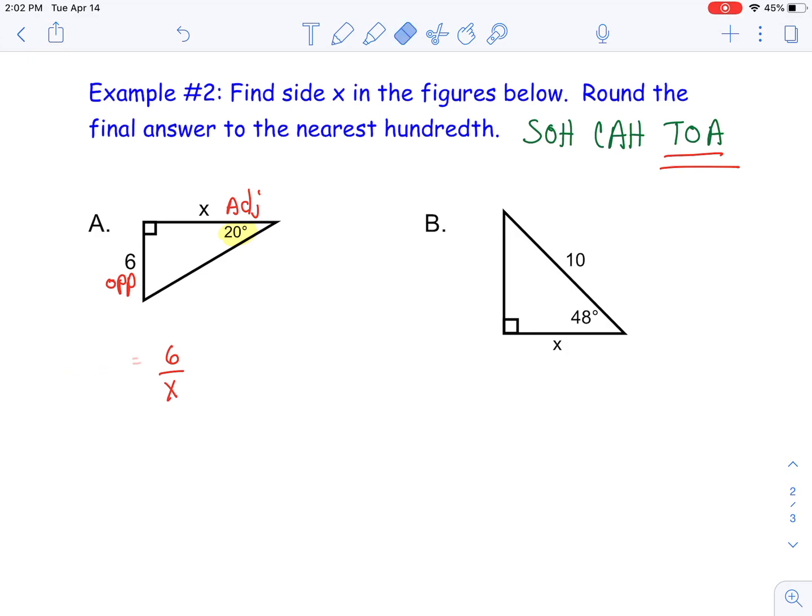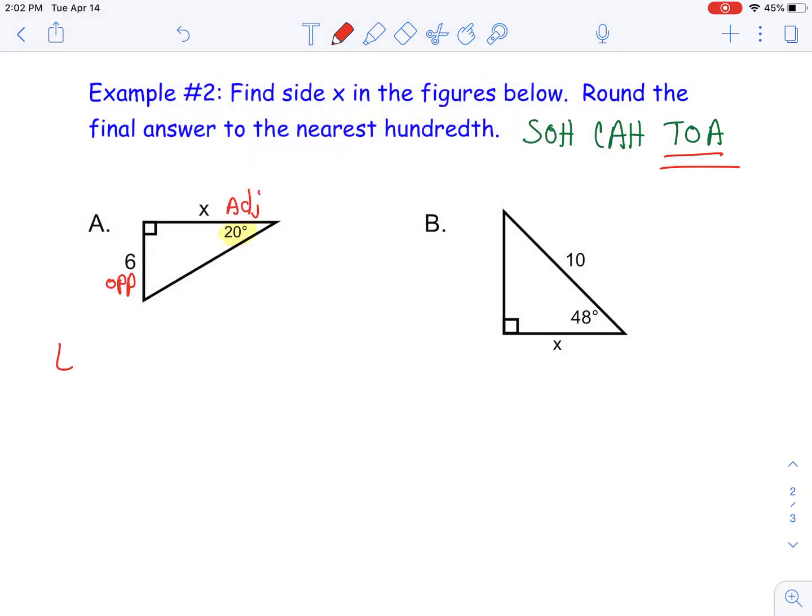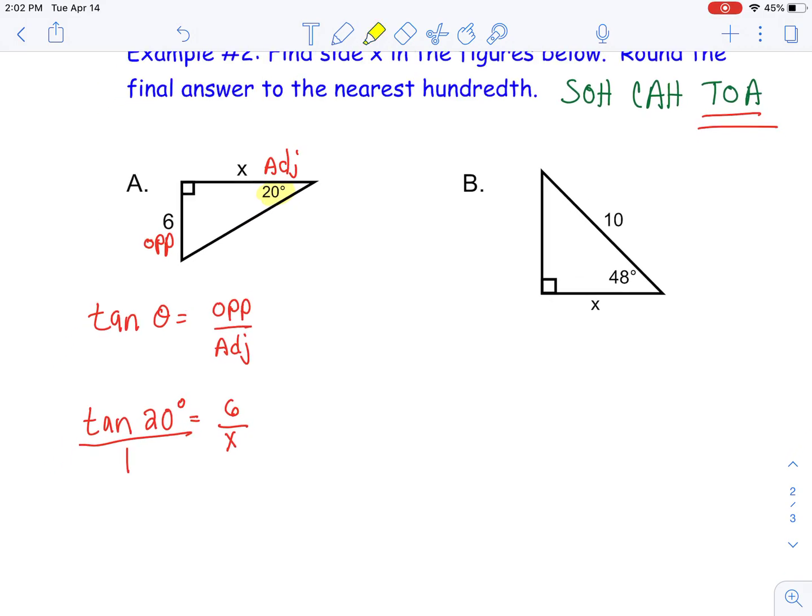Let's think back. Let me do this first. We can say tangent of an angle is equal to the opposite over the adjacent. So now we fill in what we know. Tangent of 20 degrees is equal to 6 over x. I'm going to put this over 1. So in order to solve this, I'm going to use the idea that these are two ratios that equal each other, so they're a proportion. And how do we solve proportions? We cross multiply.